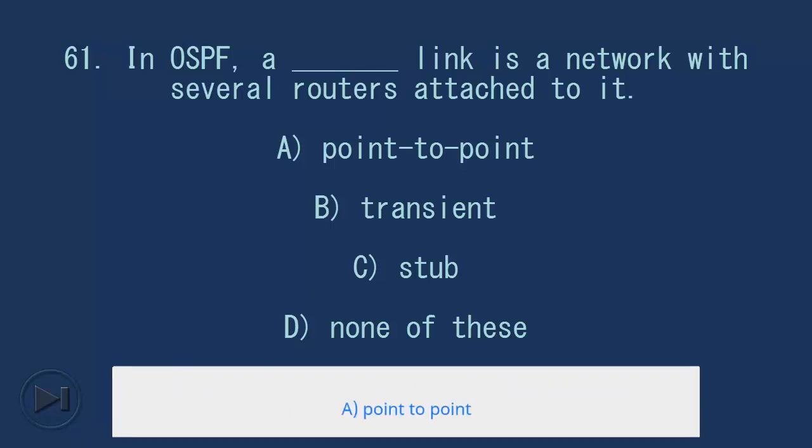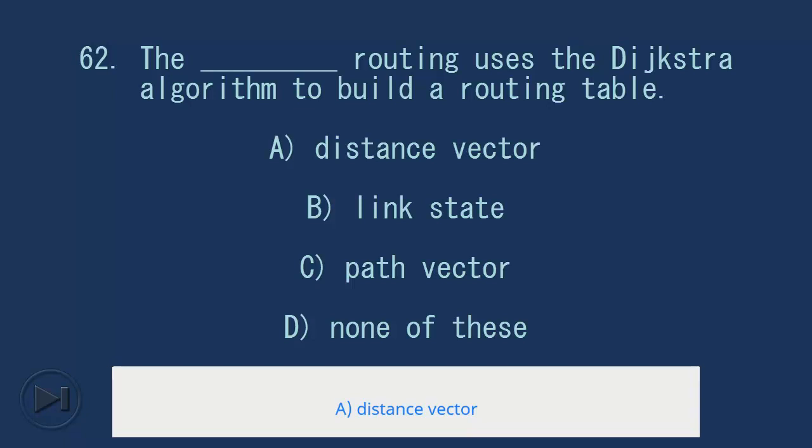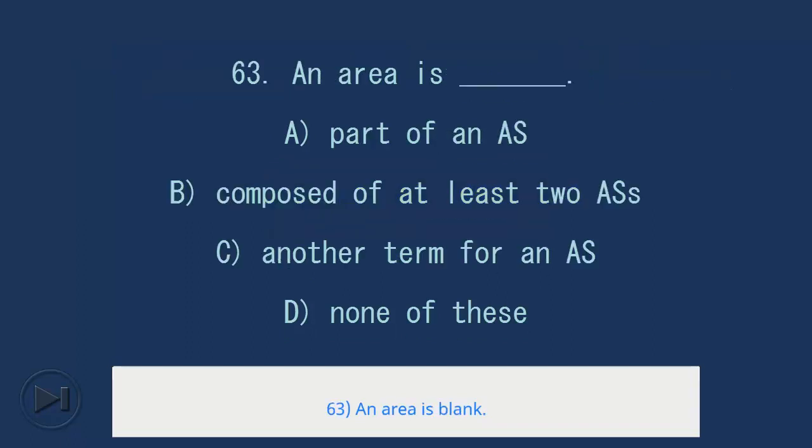A. Point-to-point. B. Transient. C. Stub. D. None of these. Answer, B. Transient. 62. The blank routing uses the Dijkstra algorithm to build a routing table. A. Distance vector. B. Link state. C. Path vector. D. None of these. Answer, B. Link state. 63.